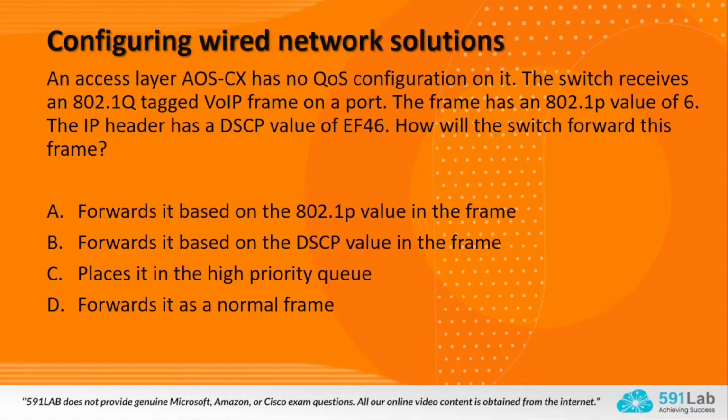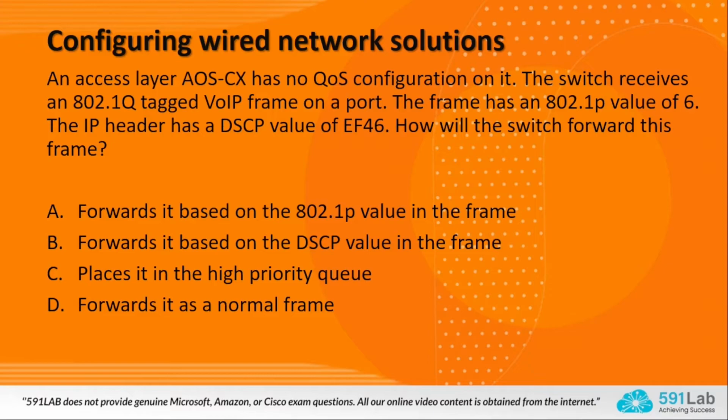The question is about how the AOS-CX switch treats the VoIP traffic without any QoS configuration on it. If there is no configuration on the switch, then the default QoS trust mode is none. Therefore, even if the 802.1p value and the DSCP value are set, the switch will ignore them, and local priority values are assigned from the COS map value to code point 0.